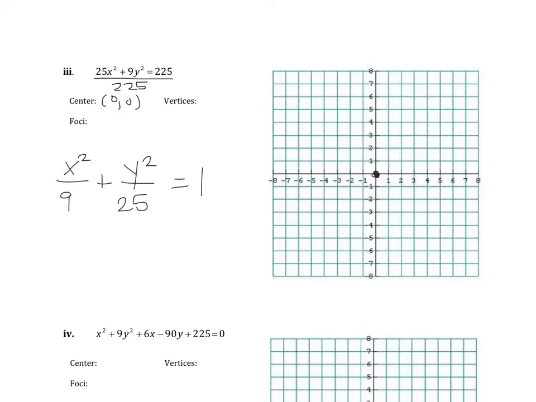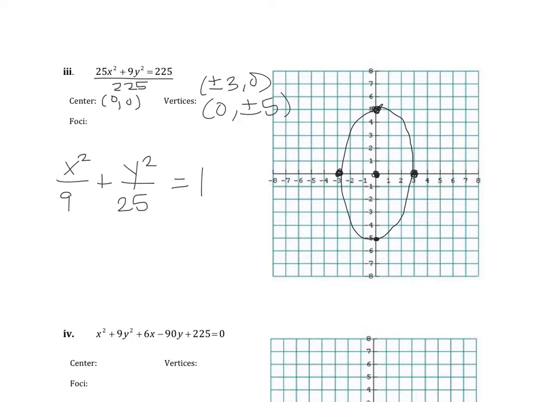It has a horizontal axis that goes from -3 to 3. Its vertical goes up to 5 and down to -5. And then we could draw it. Okay, so our vertices in this case are plus or minus 3, 0, and 0, plus or minus 5.